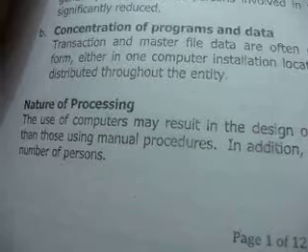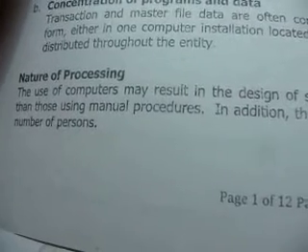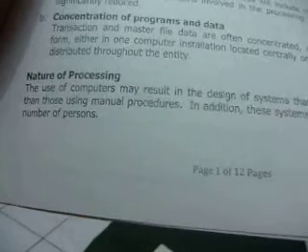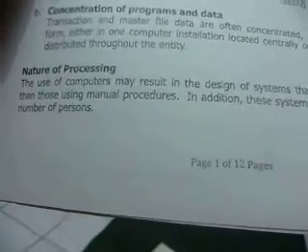Concentration of programs and data. Transaction and master file data are often concentrated, usually in machine-readable form, either in one computer installation located centrally or in a number of installations distributed throughout the entity. Nature of processing. The use of computers may result in a design of systems that provide less visible evidence than those using manual procedures. In addition, these systems may be accessible by a large number of persons.